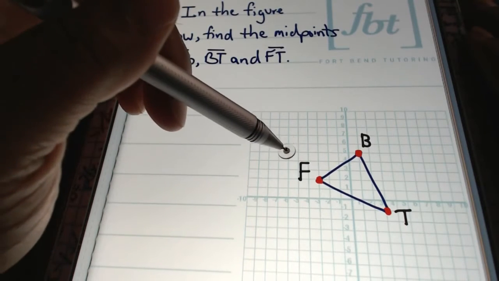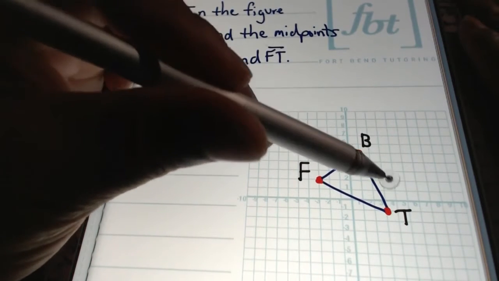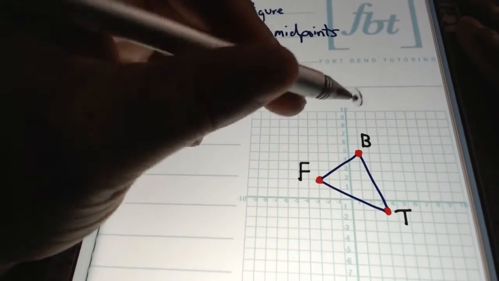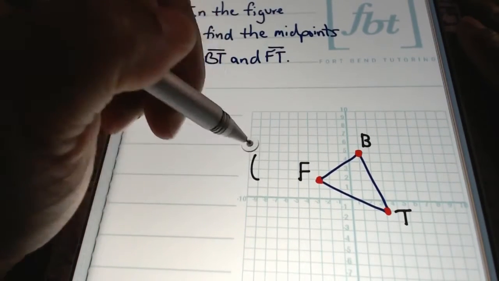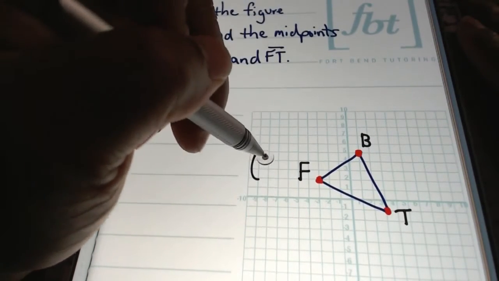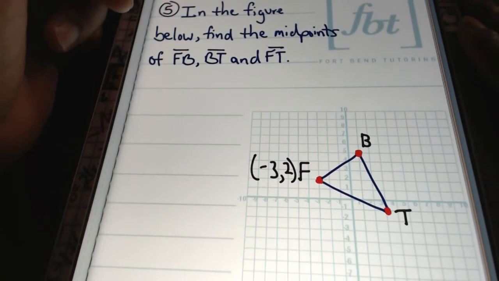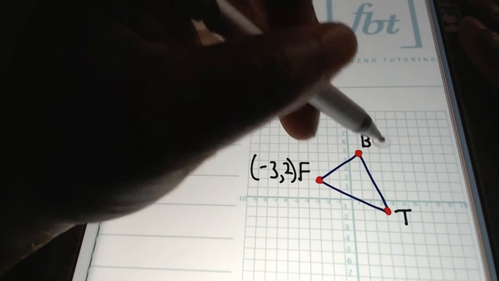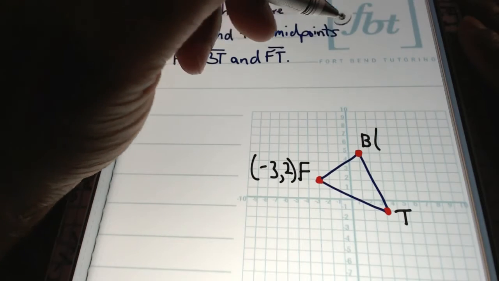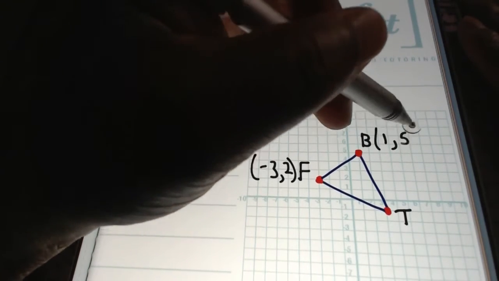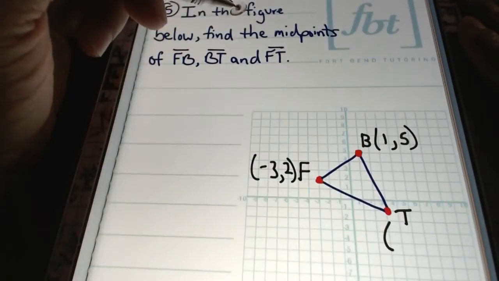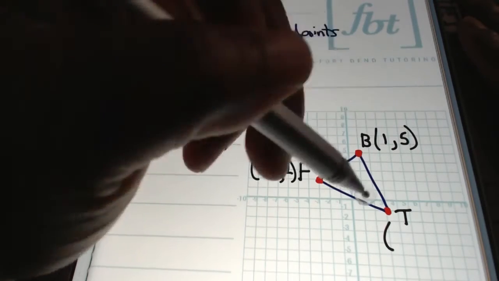Let's start with F, as in FBT. This first coordinate is going to be -3, 2. So point F is -3, 2. That's where it's located on our Cartesian plane here. Point B is located at 1, 5. We have a coordinate for point T at 3, -1.